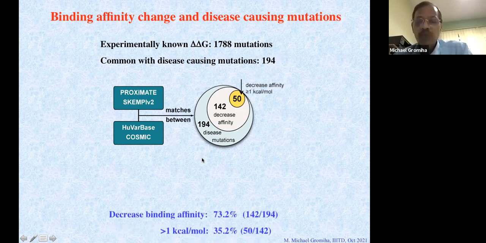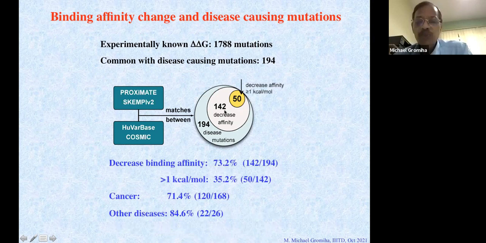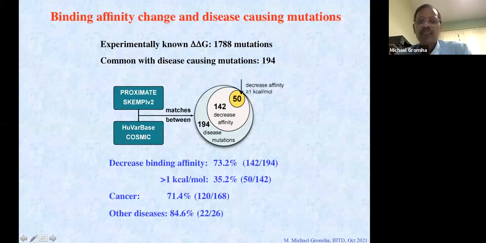And for the 194, the binding affinity is experimentally known, and the disease causing mutation is experimentally known, so it is completely experimental information. You can see out of 194, 142 decrease the binding affinity, that is about 73%. That means the change in binding affinity is attributed to this disease causing mutation. Among these 142, 50 have a decrease in binding affinity of more than 1 kcal per mole. That's about 35%.